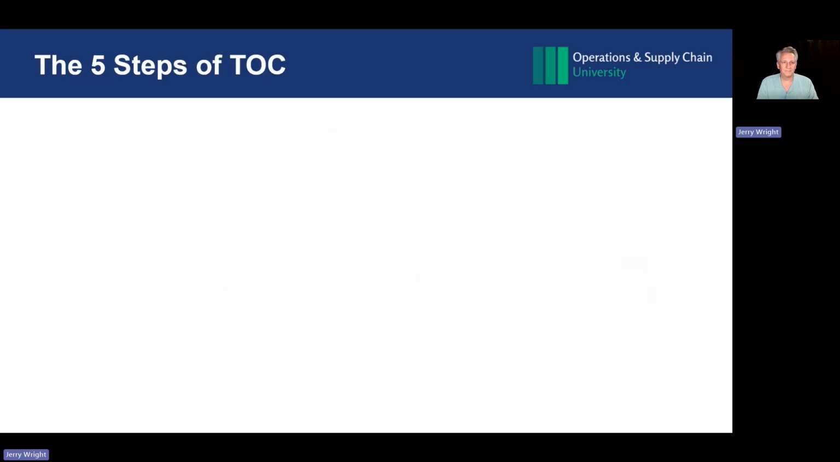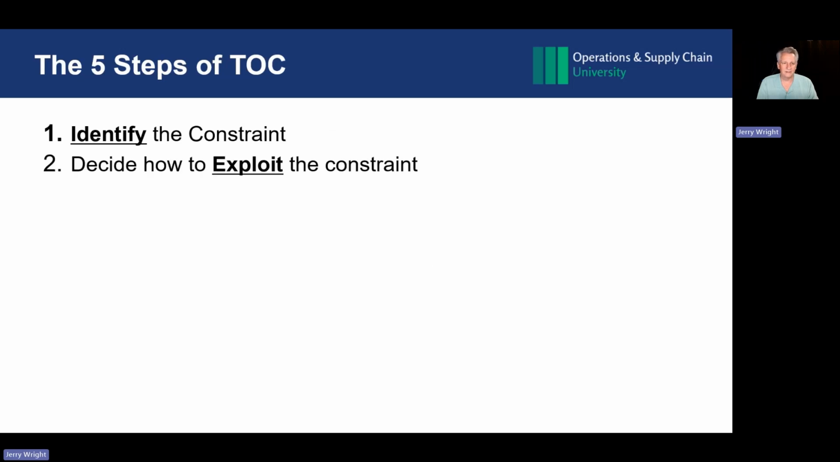So the 5 steps of TOC from Dr. Goldratt is this. 1, identify the constraint. What is it? You need to know what it is. 2, decide how to exploit the constraint. Basically, take advantage of it. How can you maximize the output of the constraint?